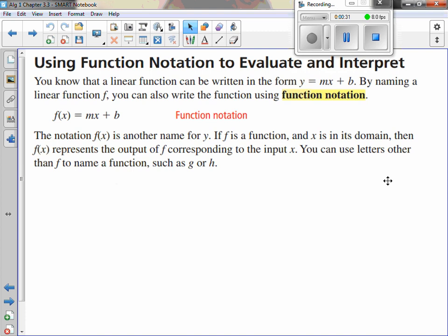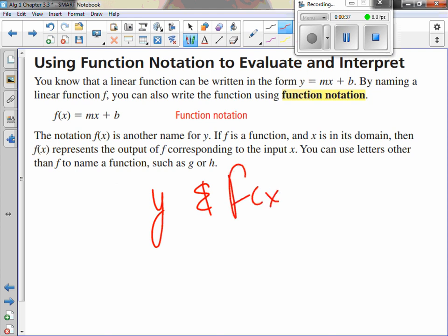The notation f of x is another name for y. So y and f of x are the exact same thing. They're interchangeable. When we start talking about functions, we're going to start using f of x over y. If f is the function and x is the domain, then f of x represents the output corresponding to the input x. You can use letters other than f.